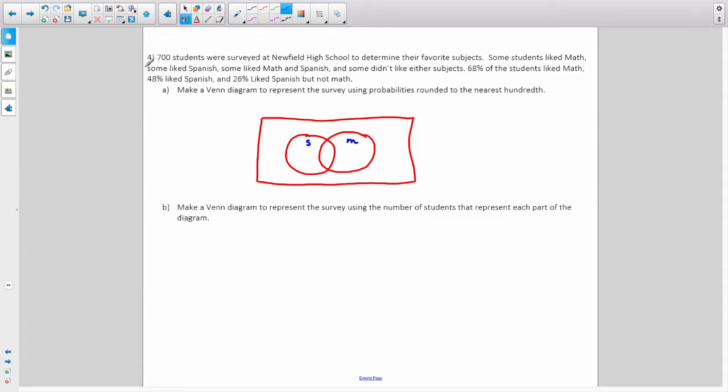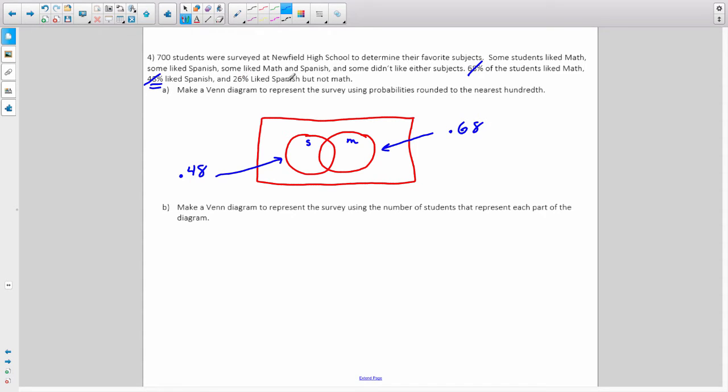Now, for Spanish, do we have a number? 68 were math, 48 liked Spanish. I don't want you to put 48 in there yet because your numbers will be too large. So 48%, let's call that 0.48. Let's see what else they gave us. So this guy's done. This number 68, that means students who like math. Okay, let's do that over here, 68.